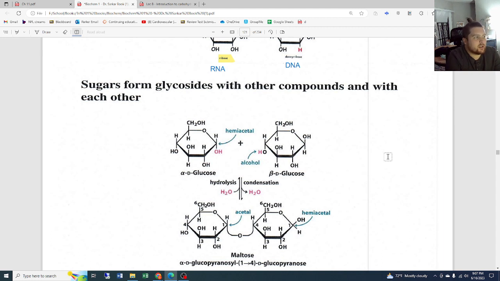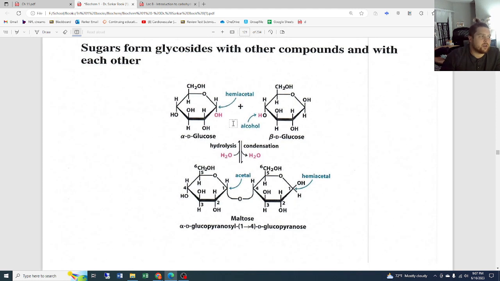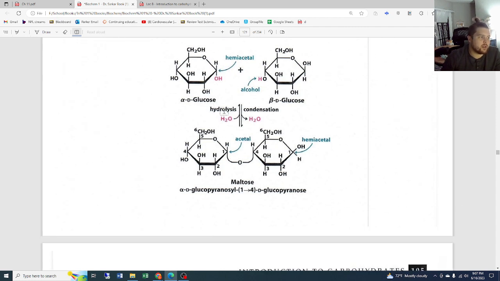Sugars form glycosides with other compounds and with each other. When we talk about glycosides, we're essentially talking about just disaccharides, where they're going to combine together through a hydrolysis or a condensation reaction. Again, don't get all caught up in all of this stuff. Just understand the concept that they're going to combine. Our glucose will combine with glucose to create a maltose. Okay.